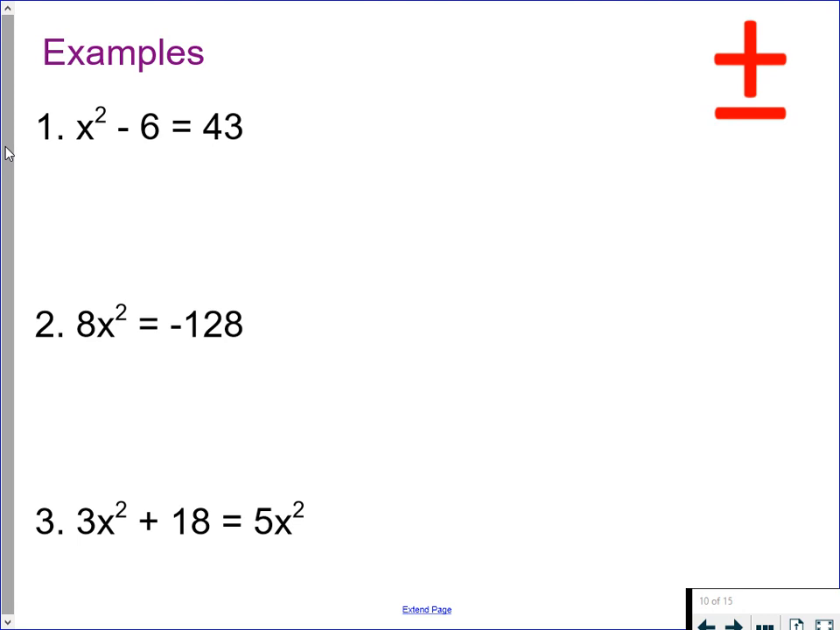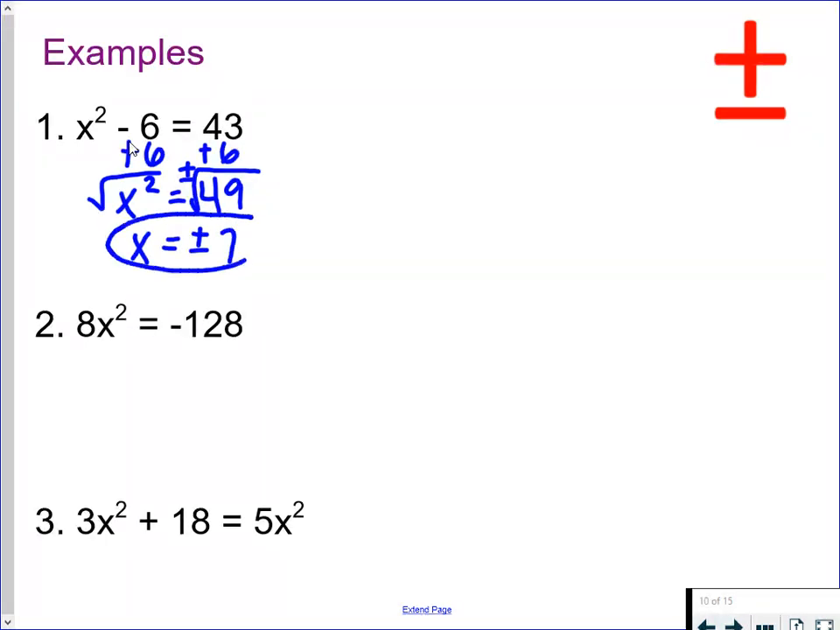Who wants to walk me through the first one? All right, go ahead. Add 6 to both sides. Isolate x squared, and then find the square root of 49, which is x equals positive or negative 7. Awesome.